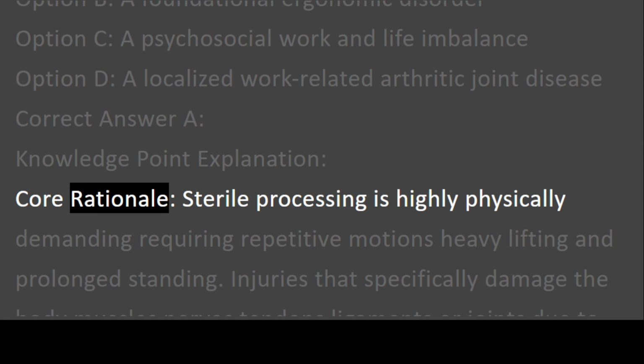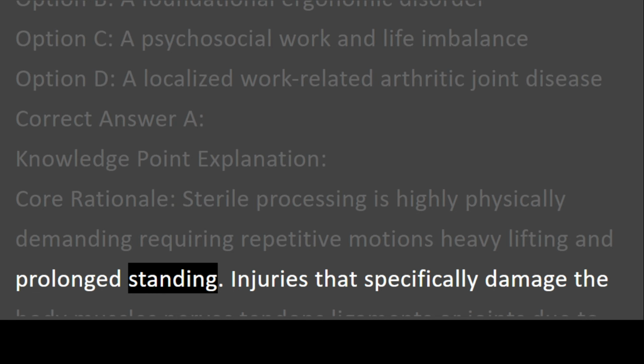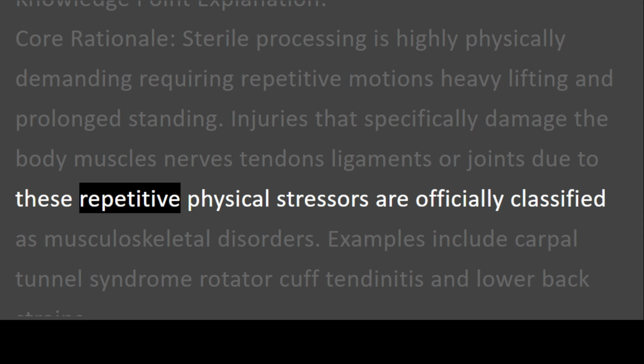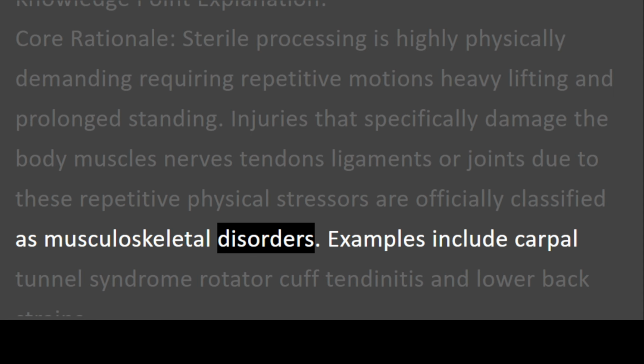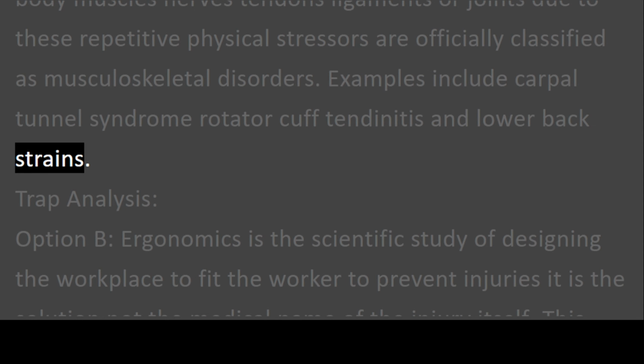Core rationale. Sterile processing is highly physically demanding, requiring repetitive motions, heavy lifting, and prolonged standing. Injuries that specifically damage the body's muscles, nerves, tendons, ligaments, or joints due to these repetitive physical stressors are officially classified as musculoskeletal disorders. Examples include carpal tunnel syndrome, rotator cuff tendinitis, and lower back strains.